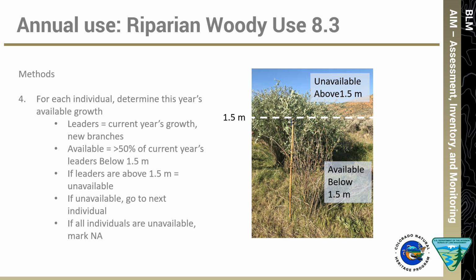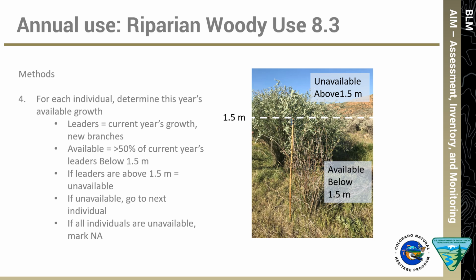Available woody plants have more than 50% of the current year's leaders below 1.5 meters or 5 feet, which is considered within the reach of cattle, sheep, and deer. If evaluating horse, elk, or moose browse, consider using a higher threshold of 2.1 meters.